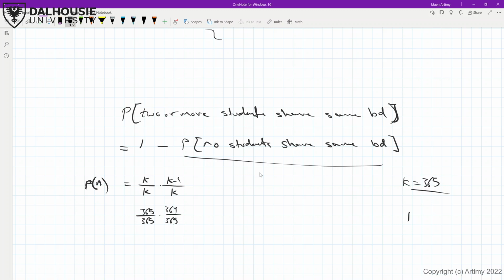How about when a third student comes? The third student comes to the class, and now they have 363 ways of not sharing a birthday with either one of the first two. So that's k minus 2 over k, right? So this continues until we have n students in the class. So the last student will be k minus n over k.